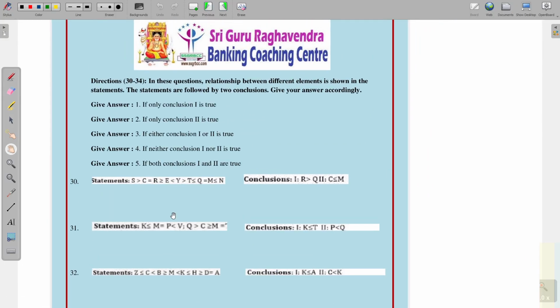Next, inequalities. Question 30: R greater than Q. R here, Q here, both are opposite signs, so the first one is not correct. C less than or equal to M: C here and M here, also opposite signs. Instead of C we can write R, because C equals R, and instead of M we can write Q. So the first and second conclusions are the same, so this is a complementary pair. Option 3 is the answer.